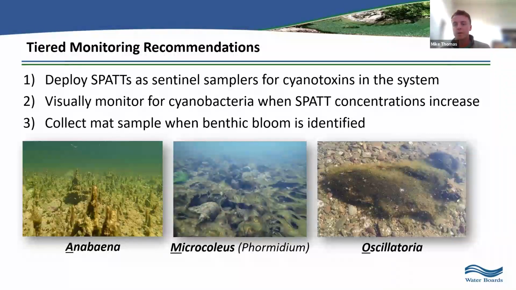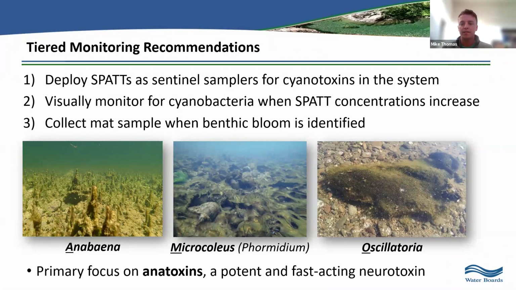So our benthic report identifies three mat-forming genera that pose the greatest health risks in Northern California rivers. These are Anabaena, Microcoleus, formerly known as Phormidium, and Oscillatoria, which I remember by the acronym AMO. We have also identified anatoxins as the primary cyanotoxin class of concern in Northern California due to its prevalence, its high measured concentrations, and its notoriety as the very fast death factor.